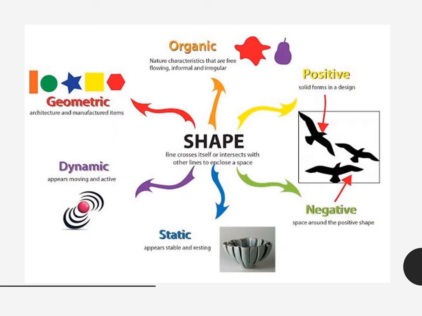So here are just some different types of shapes. So you could have organic, positive, and negative. So positive is like the part of the design that's in the foreground, and the negative space is in the background. It's still shape. You could have dynamic and static shape as well.